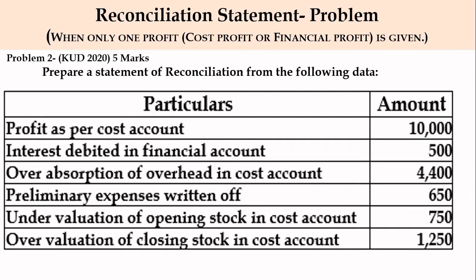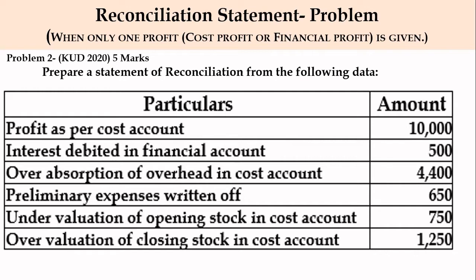So profit as per cost account is 10,000. Interest debited in financial account rupees 500. Over absorption of overhead in cost account 4,400. Preliminary expenses written off rupees 650. Undervaluation of opening stock in cost account rupees 750. Overvaluation of closing stock in cost account rupees 1,250.